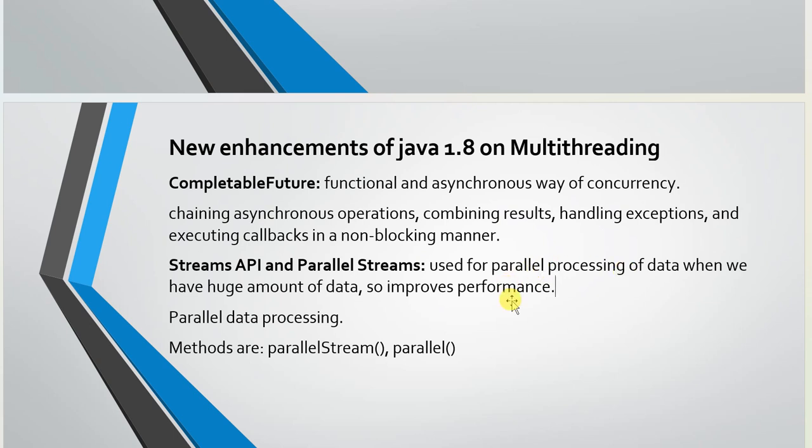So it improves the performance. Obviously if we do the same task in parallel, it will reduce the total time taken for that execution. So it will be parallel data processing, and what are the methods used here? The parallelStream and the parallel. These two methods are used. So we'll discuss these details in some other videos. Thank you.